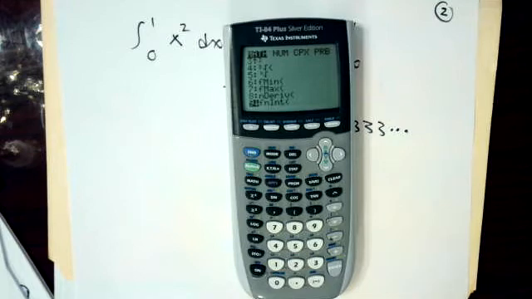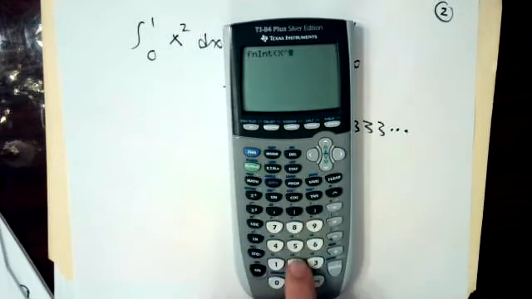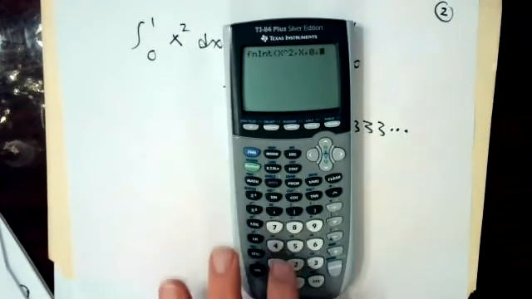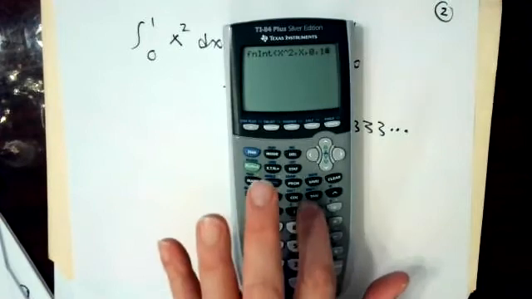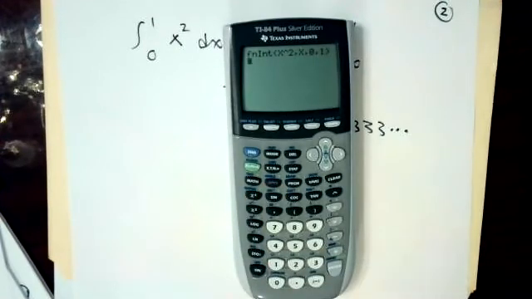But anyway, having got my cursor on the fnInt, I press enter. It puts fnInt open parentheses on the screen for me, and I can write in my function, x squared. The comma is directly above the 7 key. So comma, the name of the variable is x, comma, 0, comma, 1, and then I should have a close parentheses to close the open parentheses that came with the fnInt. Having done that though, all I have to do is press enter, and it goes off and does its approximation scheme and comes back and gives me what is obviously the right answer.